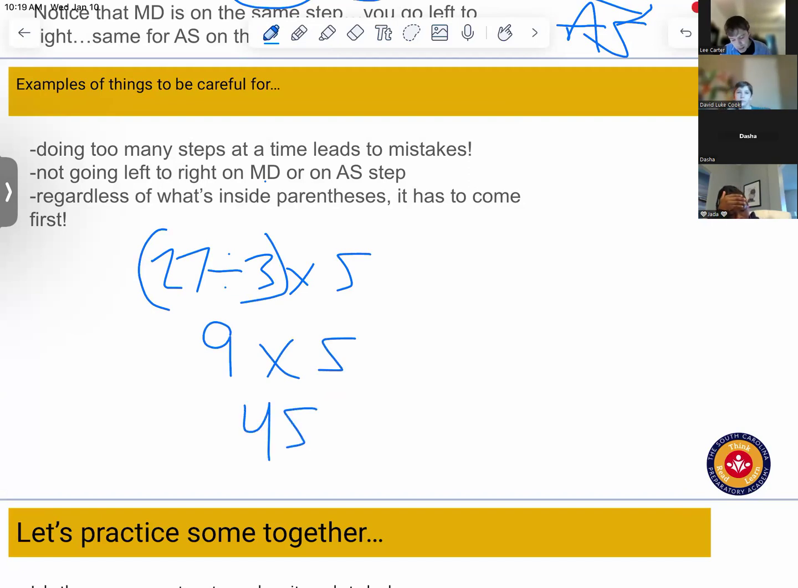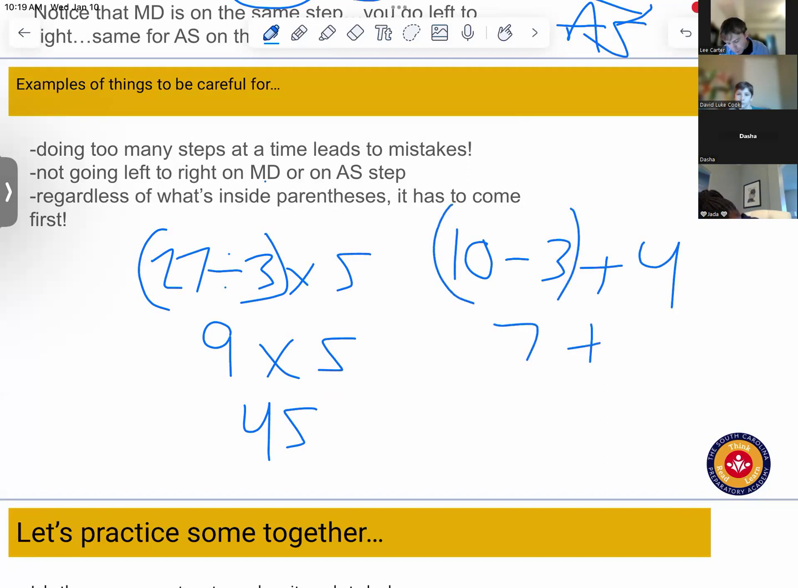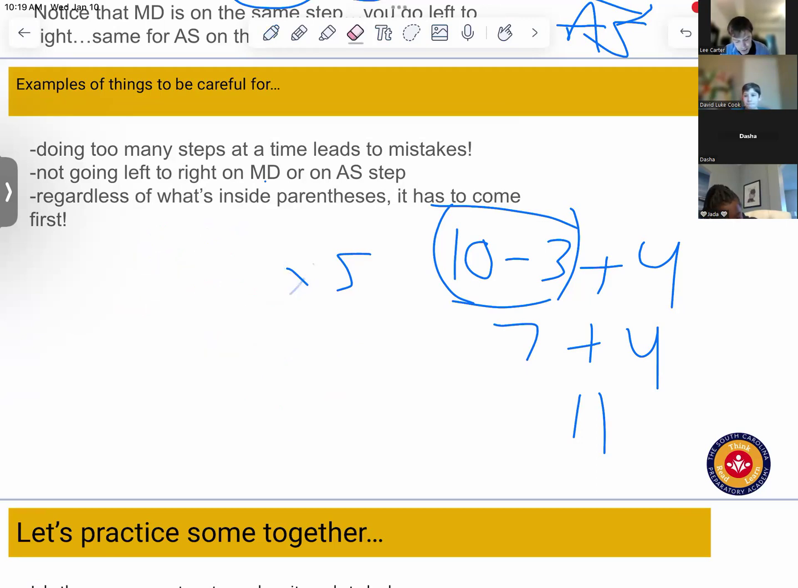Same with, all right, if I give you 10 minus 3 plus 4, okay? 10 minus 3 is 7, plus 4 is 11, all right? That's the order we need to be following, okay? So if there's a parentheses, you got to do that first, okay?